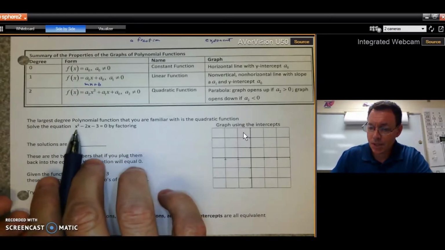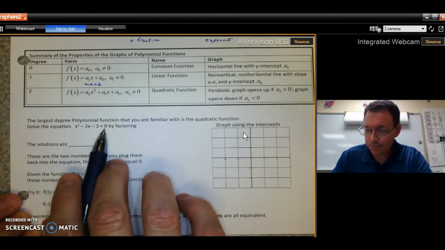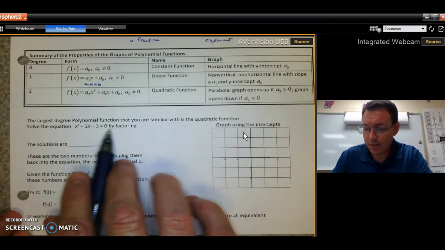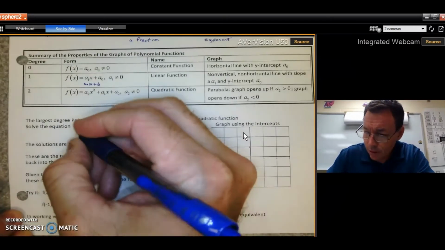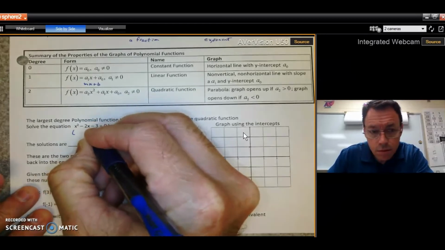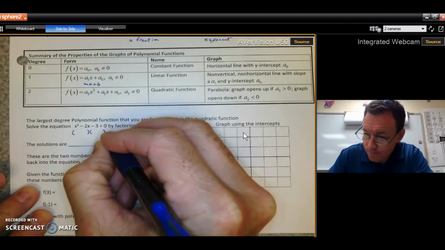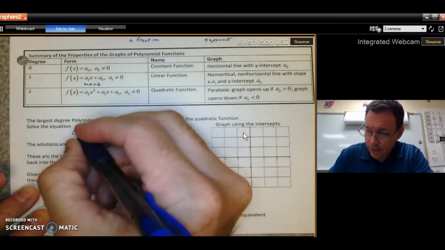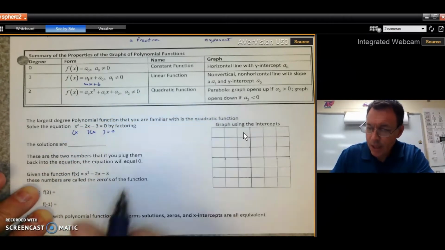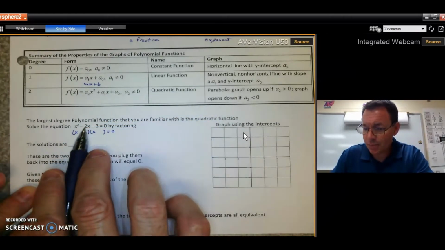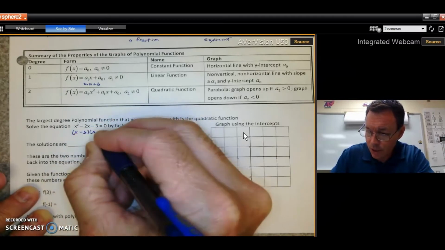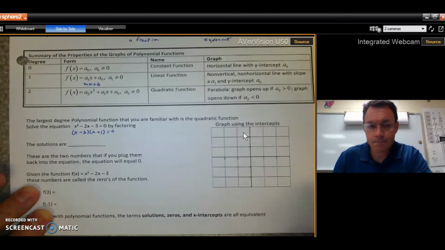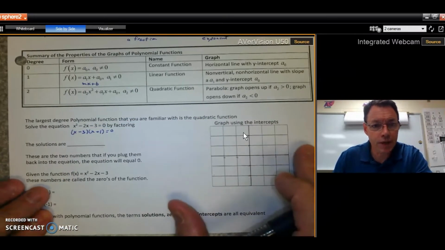So here's an example of a quadratic equation, and I want to solve this by factoring. All right, so x and x, that goes first. And then factors of -3 that add up to -2 would be -3 and +1. So those are the factors. You know how to do that.